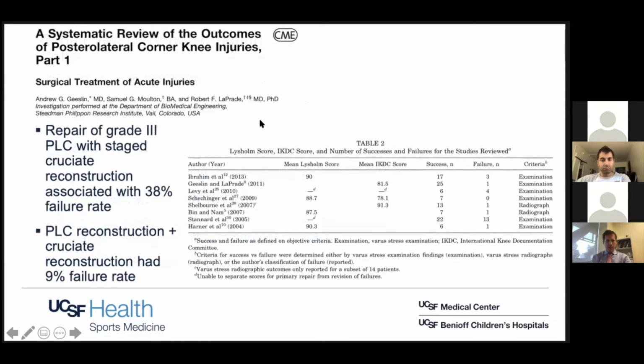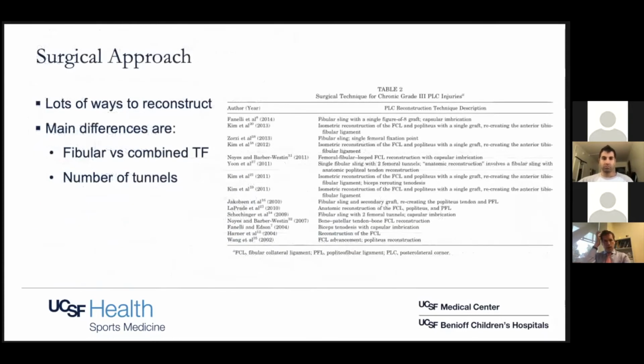And then this is a good 2-part systematic review. And so again, repair had a failure rate of 38%, and then posterolateral corner reconstruction with cruciate reconstruction had a 9% failure rate. So this is kind of across the board. This is that failure rate of approaching 40% with an attempted repair, and then 9% with reconstruction. So for the surgical approach, similar to the MCL, there are a lot of different ways to reconstruct it.